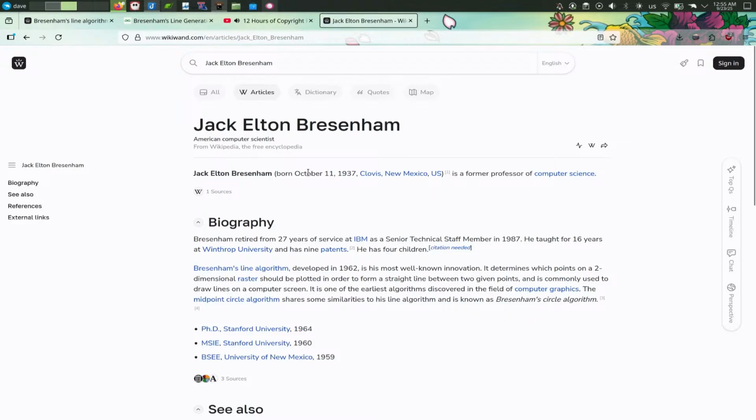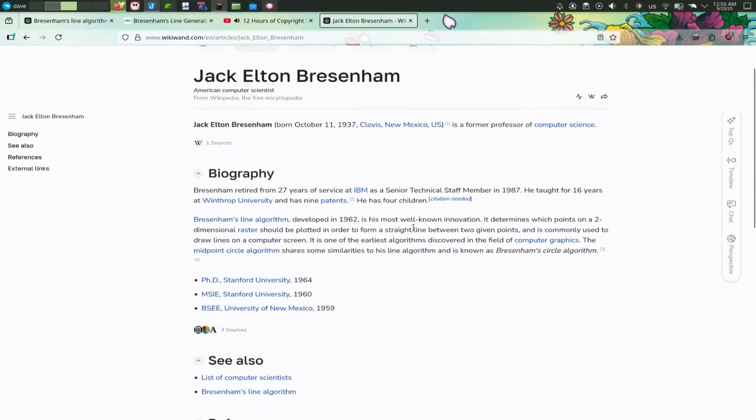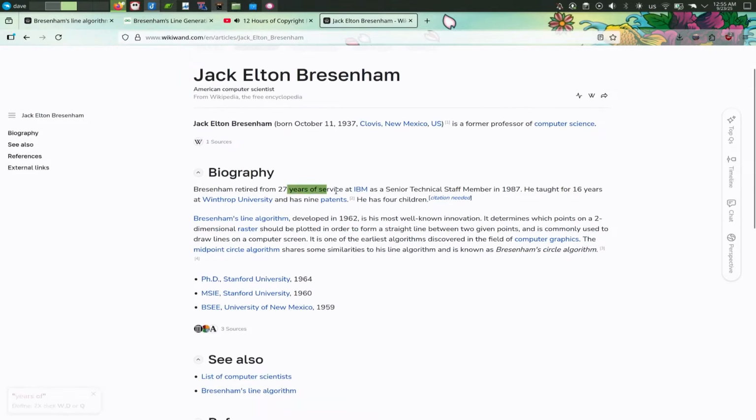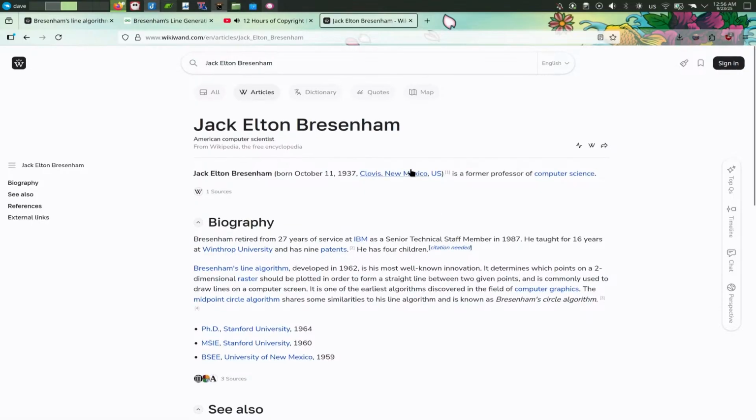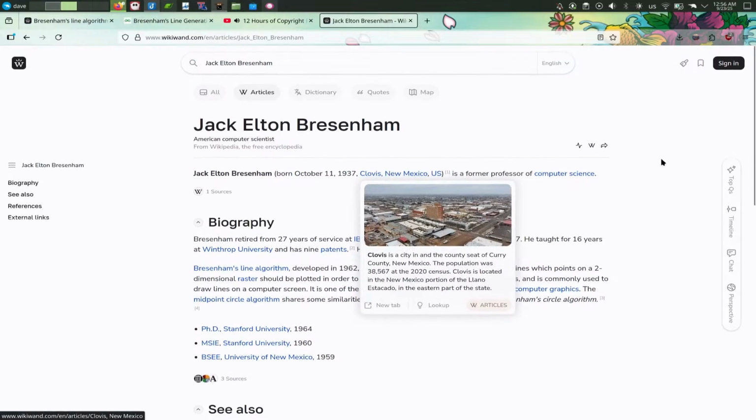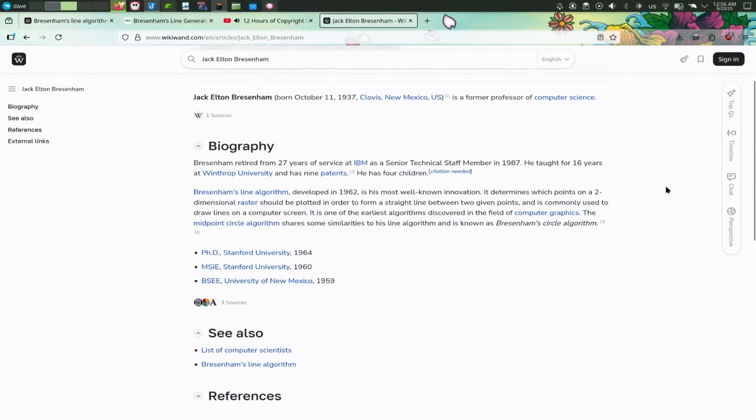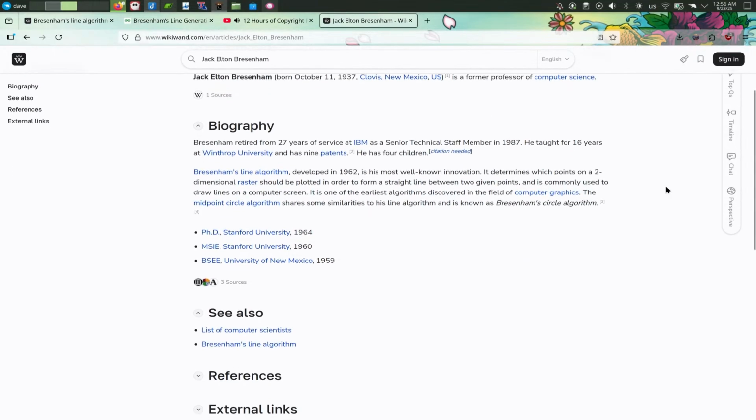Born October 11th, coming up soon actually, in Clovis, New Mexico, a former professor of computer science, right? He also served 27 years at IBM, and 16 years at Winthrop University, and he has 9 patents and 4 children. So, yeah, I suppose he's still alive. It doesn't say anything, so wonderful, right? Well, thank you to this man for the algorithm, and today we're going to implement it.